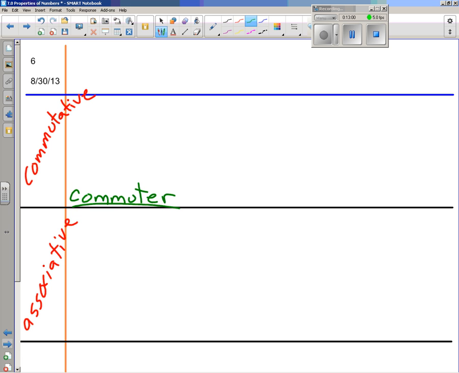For the associative property, I want you to keep in mind the word associate. An associate might be somebody that you work with. The people you associate with are the people that you spend the most time with, your group of friends. Just keep those words in mind as we go over our notes.